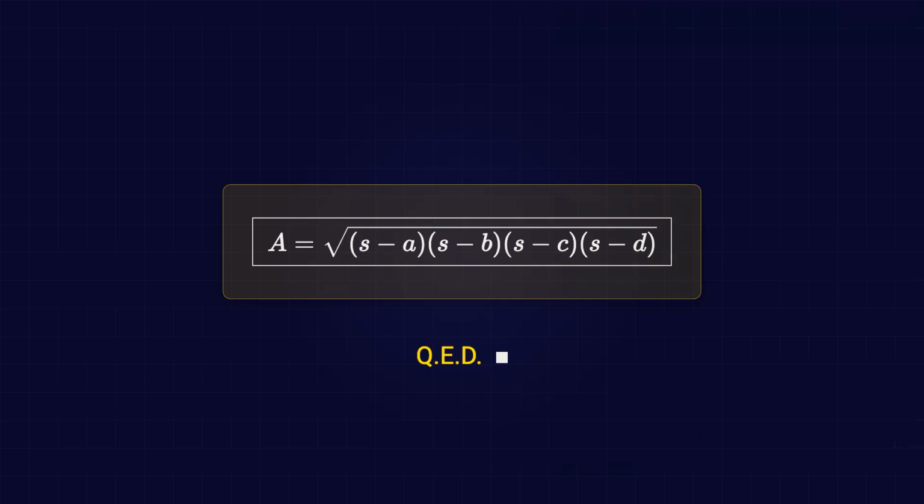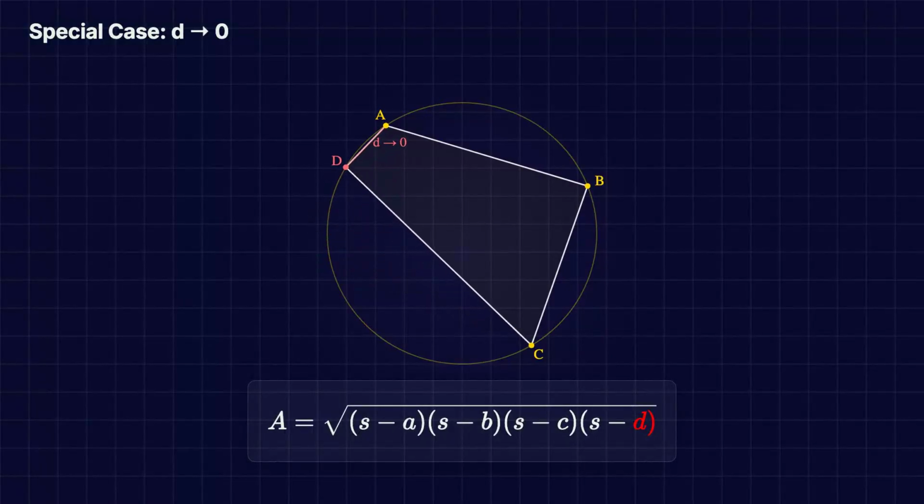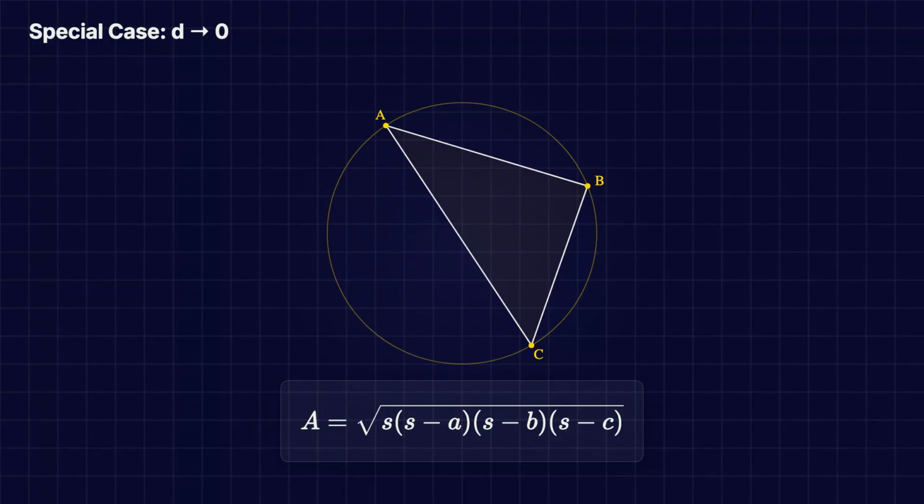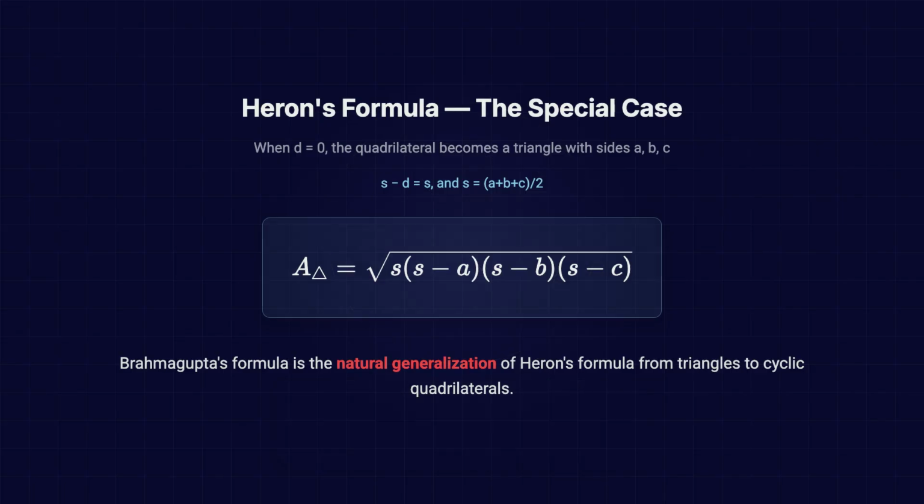But wait, there's a really lovely, hidden consequence to this. Watch what happens if we take one of the side lengths, say D, and slowly shrink it all the way down to 0. Our shape is no longer a quadrilateral, it's a triangle. And the formula naturally simplifies directly into Heron's formula. Brahmagupta's theorem is actually just the grand generalization of Heron's formula.